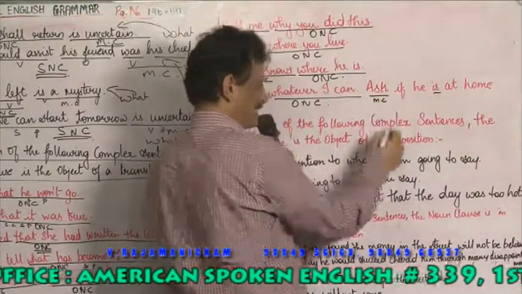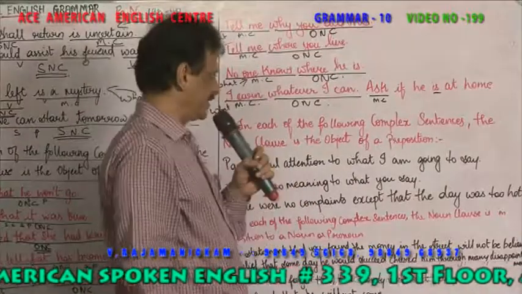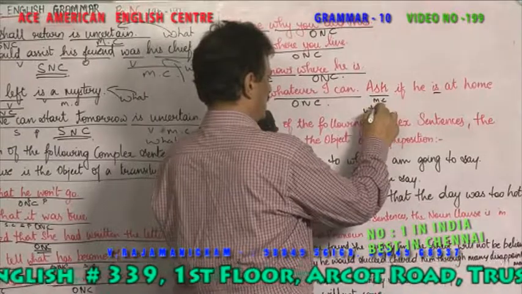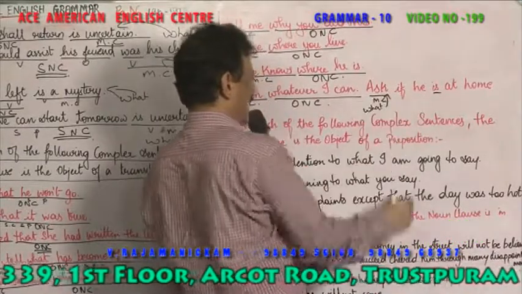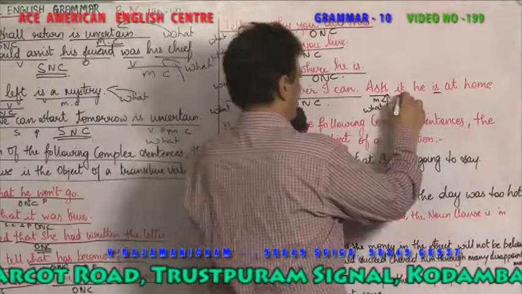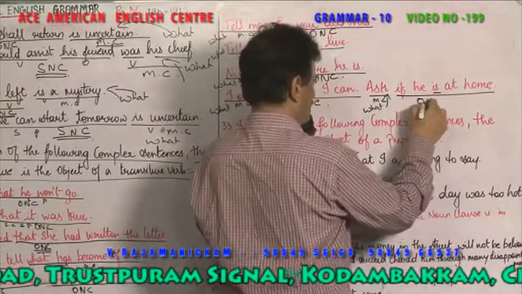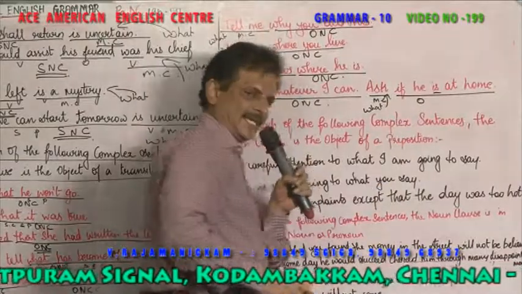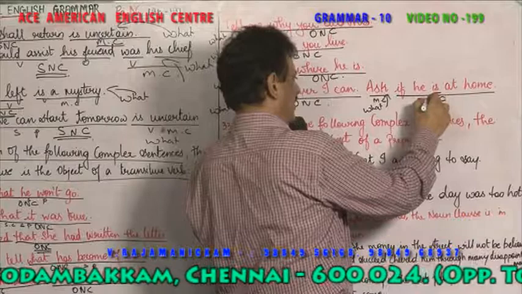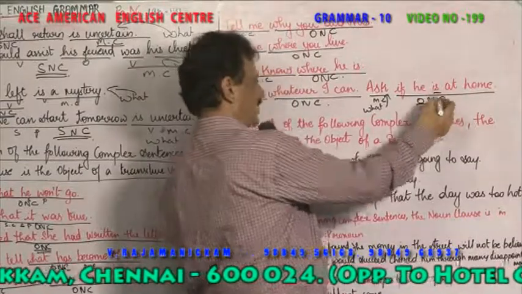Ask gives a meaning. Ask what? You ask a question, what to ask? And the answer you get is, if he is at home. If he is at home becomes an object. You ask a question, what? And the answer you get in a sentence is called a clause, and it does the function of a noun, so it is called an object noun clause.